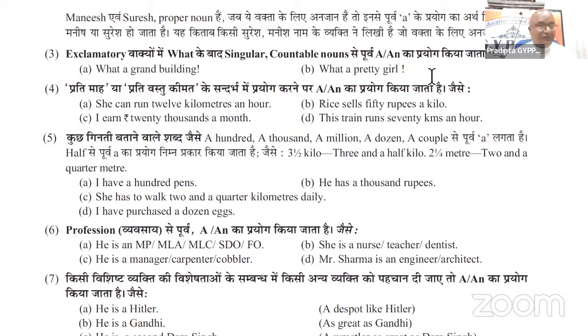Say Sir, once more. So A is used before a proper noun when we know the proper noun but don't know who he or she is. Correct. I hope you understand, right?